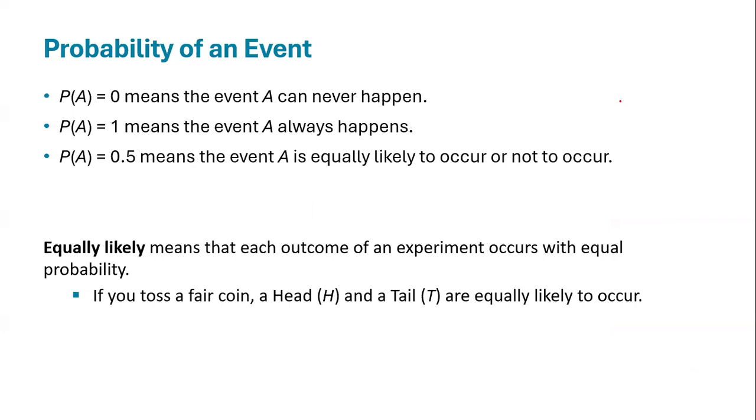So as I said, we only get 0 when that event never happened, we get 1 when that event always happened, and we get 0.5 when that event is equally likely to occur or not occur. For example, when you flip a coin, there is a 50-50 chance of getting head or tail. That means head or tail are equally likely to occur. So the probability of getting head is 0.5, or 1/2. The probability of getting tail is also 0.5, or a 50% chance of getting a tail on a coin.